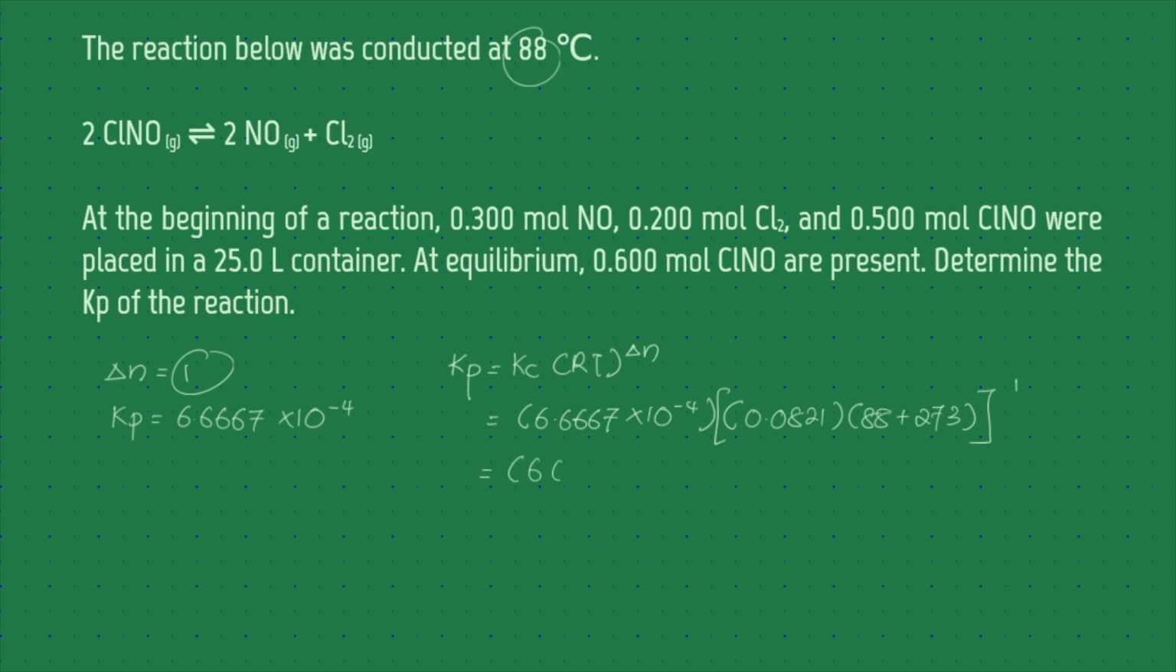So this one shall be equivalent to 6.6667 times 10 to the power of negative 4 times 2.9638 times 10 to the power of 1. Therefore, you will get your Kp is 1.9759 times 10 to the power of negative 2. So this is the final answer for question number 7.